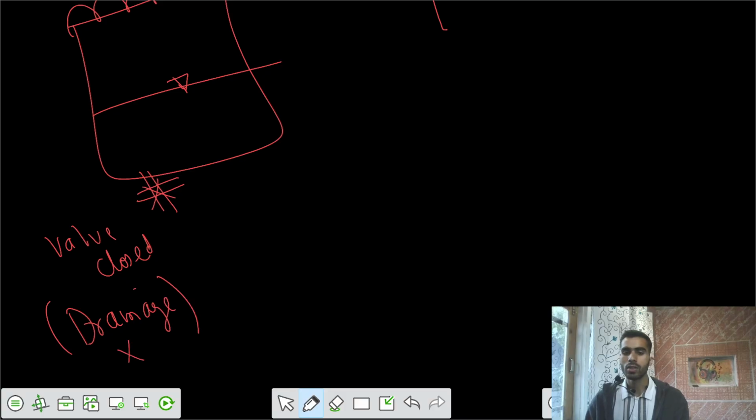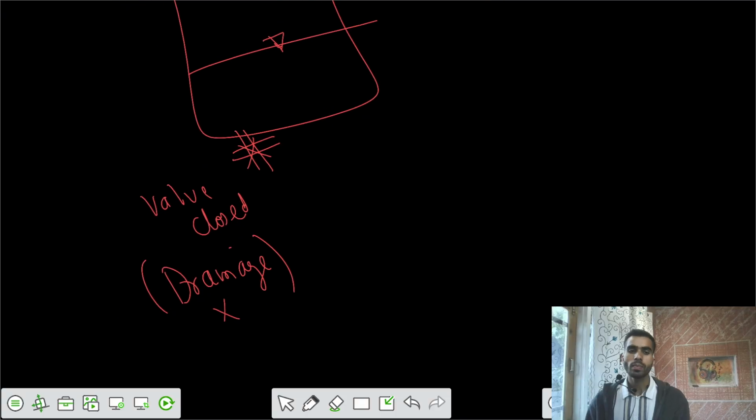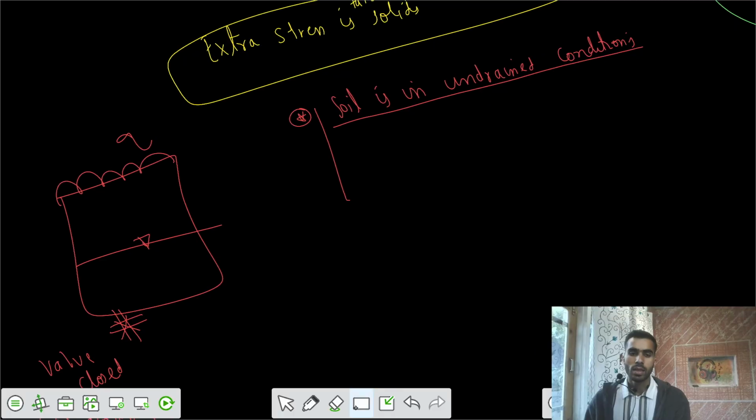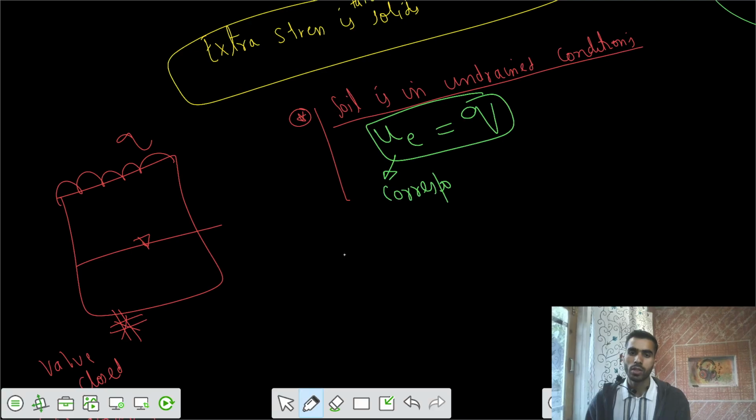Okay, drainage is not allowed. So for that case, I would say that it is similar to that of case B. That means your excess pore water pressure is still there, and that is equal to Q. So this actually corresponds to the condition of case B.